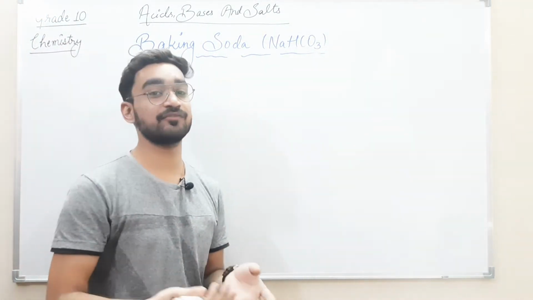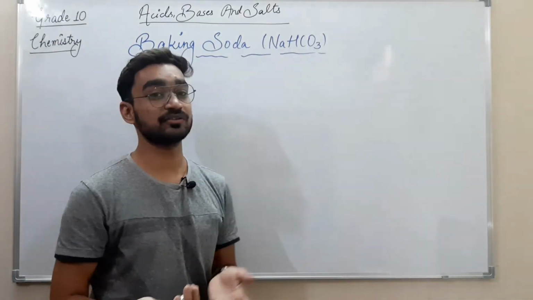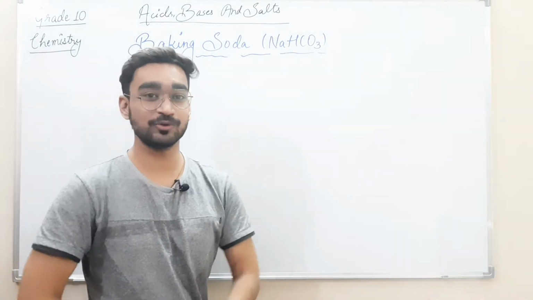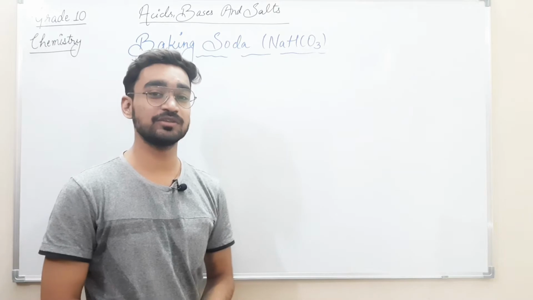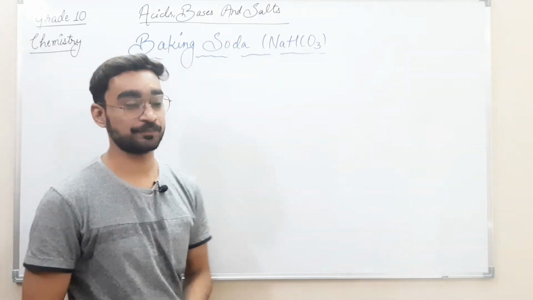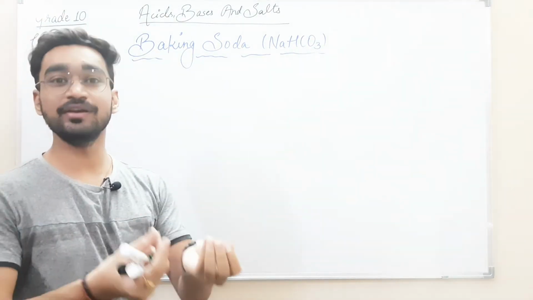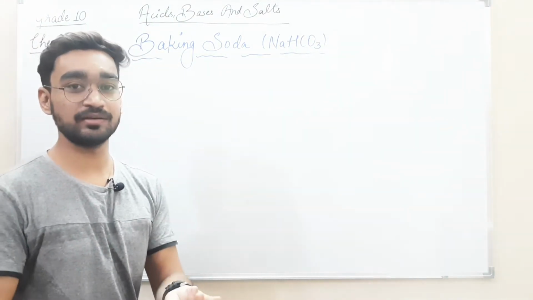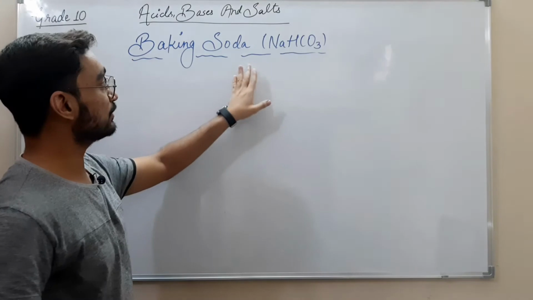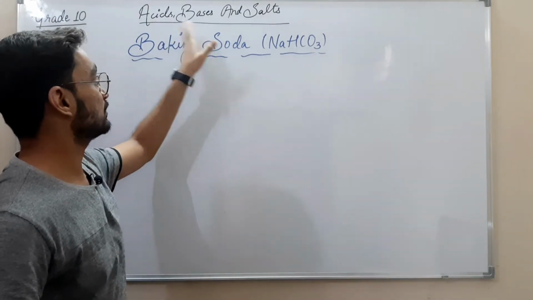So today let us study about baking soda, which is very commonly used in our kitchens. I hope your mothers or sisters have used it, or if you know how to cook properly, maybe you have also used this baking soda in your kitchens. It is an important ingredient for some cakes and breads. We study baking soda under the chapter Acids, Bases and Salts.